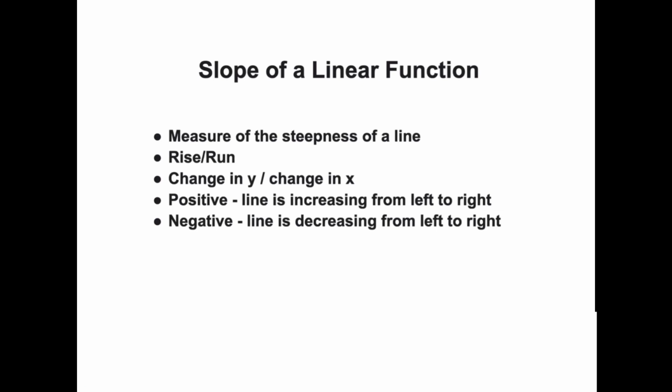In this video, we're going to talk about the slope of a linear function. Slope is a measure of the steepness of a line. When you're finding the slope of a line, you can use a technique called rise over run. Or, mathematically, you can find the change in y divided by the change in x. Sometimes a slope is positive, that's when the line is increasing from left to right, and other times a slope is negative. That's when the line is decreasing from left to right.